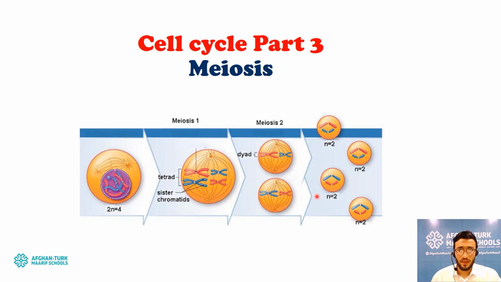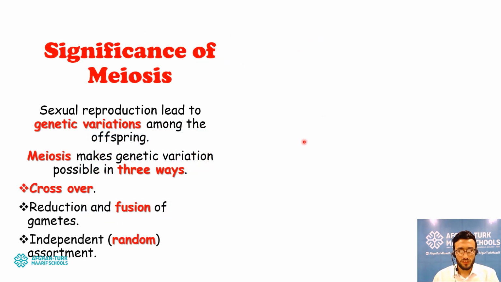So in order to understand meiosis in more detail, let's talk about it. First of all, let's talk about the significance of meiosis. If you remember, we studied the significance of mitosis, that it was used to produce 2 identical cells, for growth and also for replacing worn out cells. And the final major purpose of mitosis was its usage in asexual reproduction. But in meiosis, we will study that sexual reproduction leads to genetic variation among the offsprings. That is the main cause of meiosis.